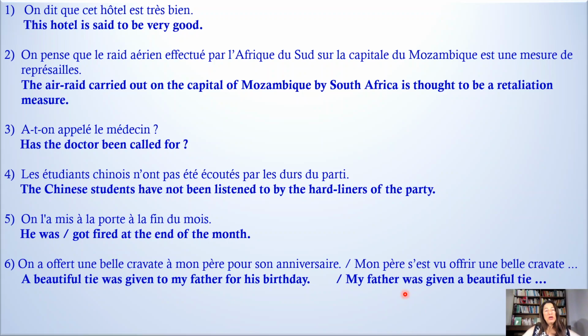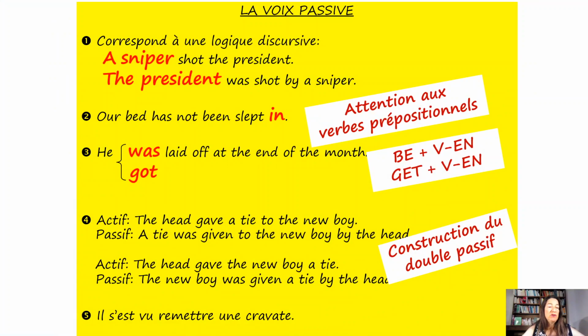There is a special syntactic structure in French that we can use to translate this kind of sentences, and it is written here: mon père s'est vu offrir une belle cravate. So it's a special phrasing to actually highlight the subject that we're focusing on, much as what happens in the passive voice sentence. So remember that this translation can be very useful to translate some passive voice sentences as soon as we want to focus on a specific subject.